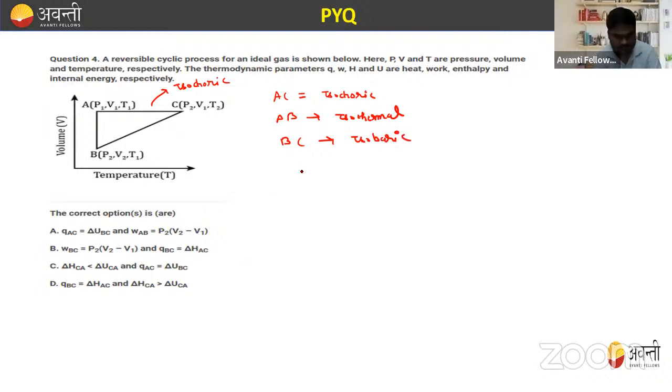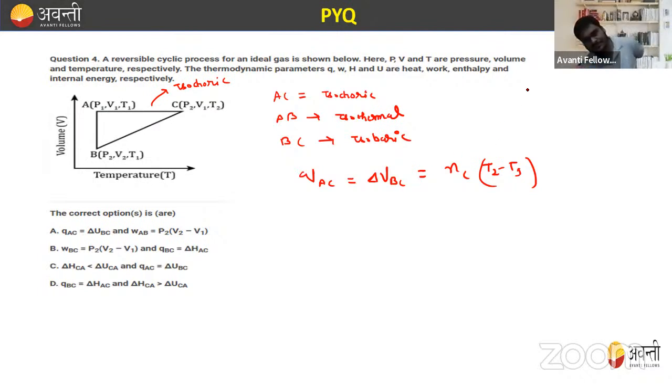Now, Q of AC is equal to delta U of AC, which is equal to nCv (T2 minus T1). How will we obtain it? Because during A to C isochoric, we know that during isochoric, work done is equal to 0. So delta U is equal to Q plus work done. So if the work done is equal to 0, then delta U is equal to Q. So this is what you get, right? So this one is correct.